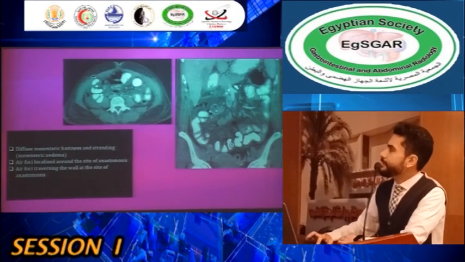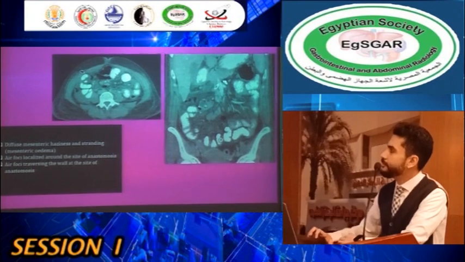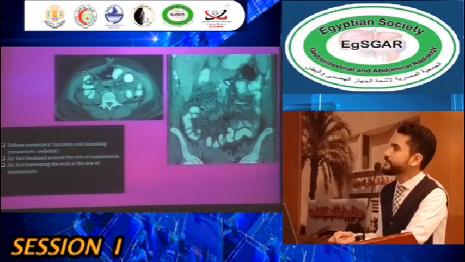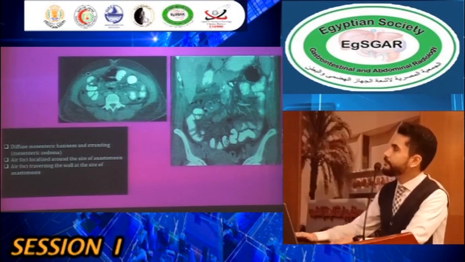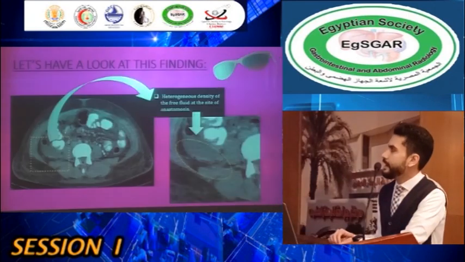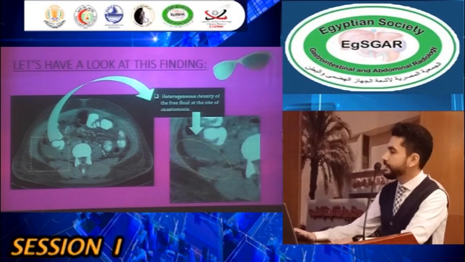Here we can see the heterogeneous fluid in the operative bed adjacent to the anastomotic site, as well as the air foci localized around the site of anastomosis. So we will have a close look at this type of fluid. As we see here, this fluid shows heterogeneous density. So it was suspected to be leakage at the site of anastomosis.